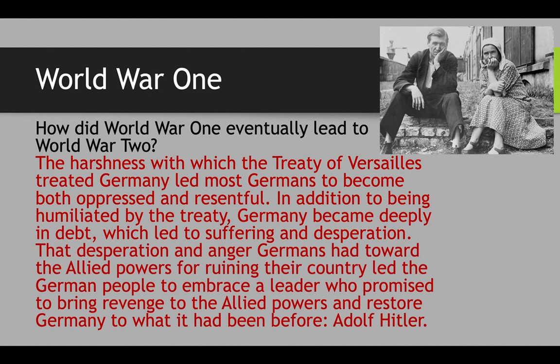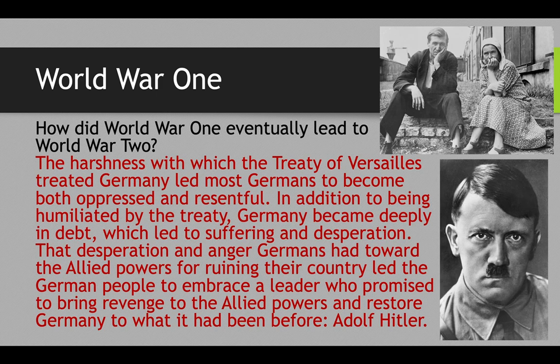This desperation and anger that Germans had toward the Allied powers for basically ruining their country led the German people to embrace a leader who promised to bring revenge to the Allied powers and to restore Germany to what it had been before. And of course, that man was Adolf Hitler.